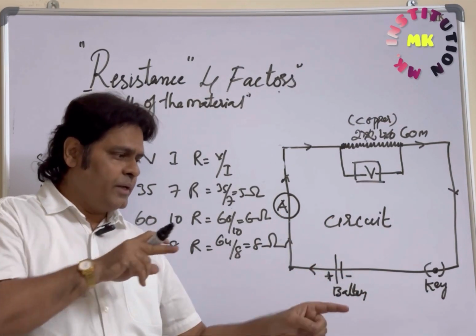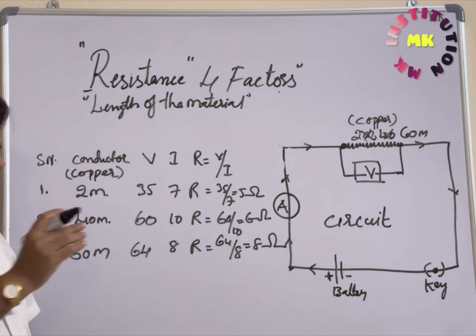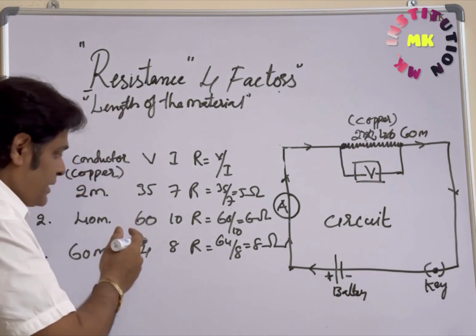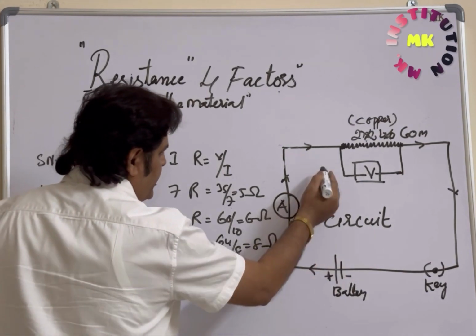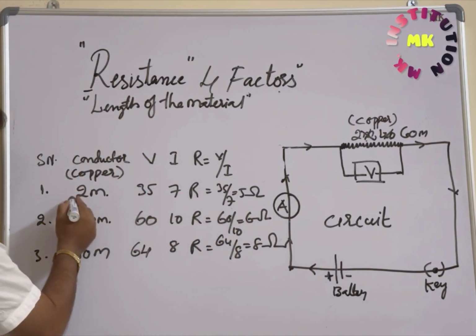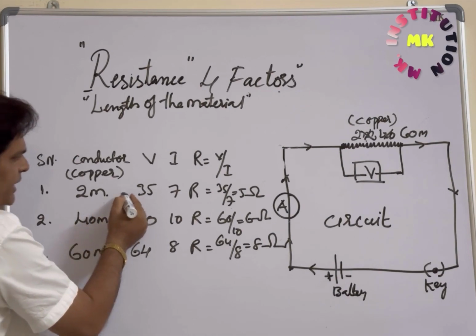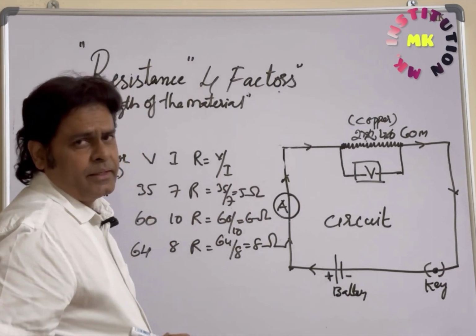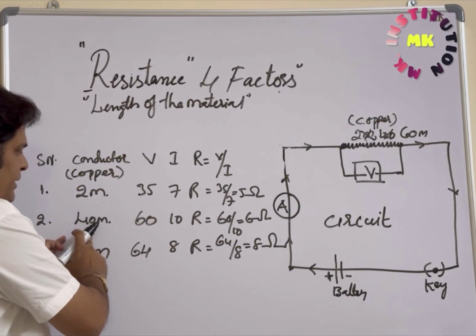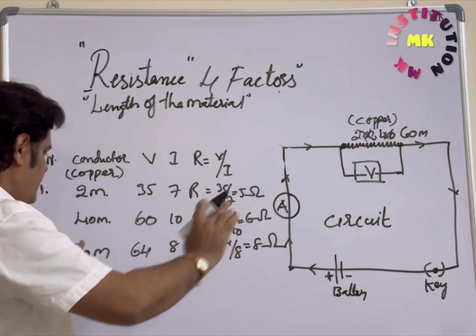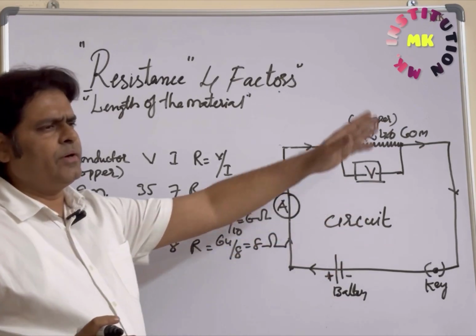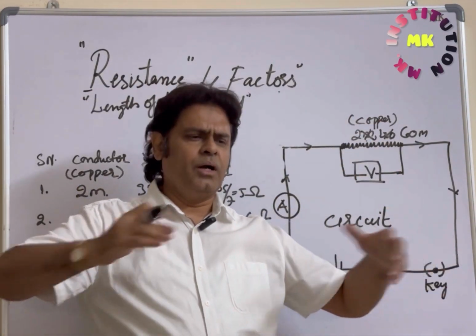Listen carefully. If the length of the wire increases, then we can write here that R is proportional to the length of the wire. We have already noted down these readings. When the length is very small, the current can easily flow, so the resistance will be very less. But see the 40 meters here, the resistance slowly increases. The length of the wire is slowly going up. At 60 meters, it is heavy wire, too much wire, all coiled.